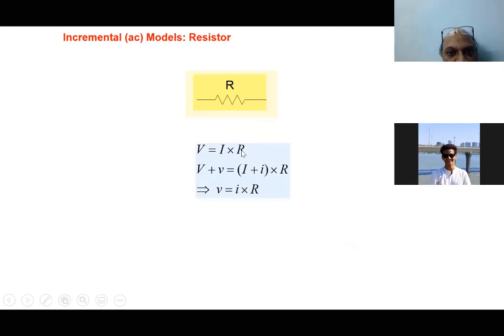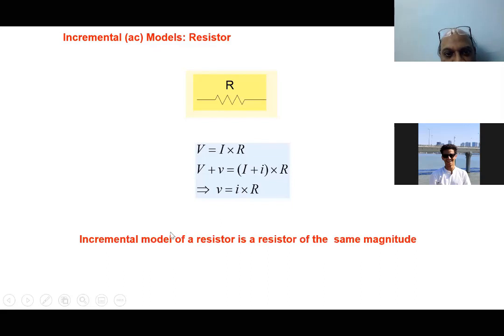For a resistor, the equation is V equal to I times R. So let's change the current by a small amount i, as a result of which the voltage across the resistor would change by a small amount v. Using these two equations, we can then write small v equal to small i times R. So this is the relationship between an incremental change in voltage across the resistor and the incremental change in current through the resistor. And that relationship is nothing but Ohm's law.